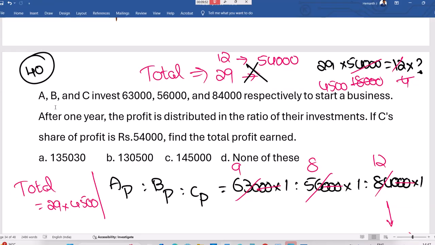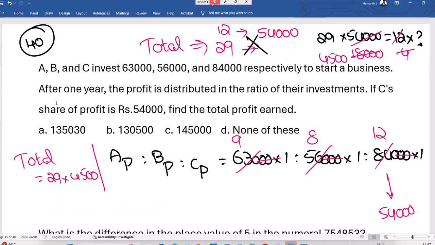Right, so what's the value? None of the options is available. If it is 29 into 5, 145 will come. I need two zeros at the end. The option is B or none. Which one? B is the answer. 29 into 45 will give 1305, so it's 1,30,500. Option B is the answer.